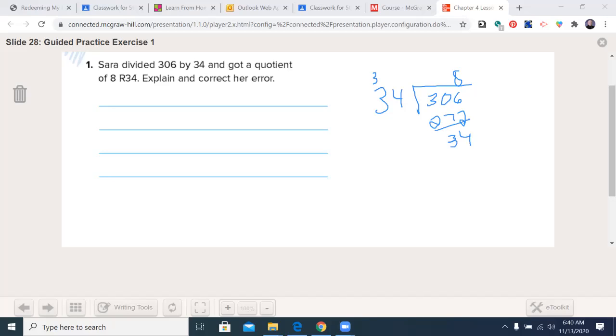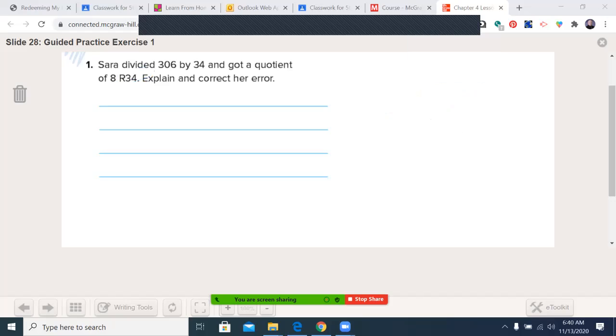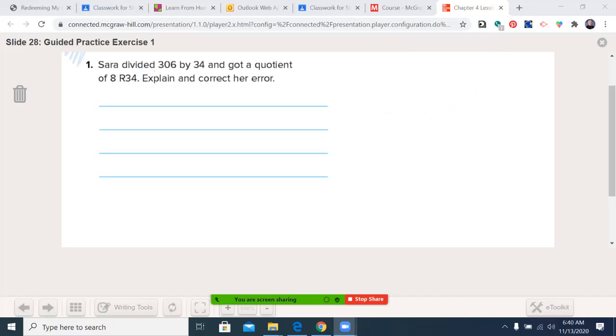Uh-oh. You can already start to see the error. Is 34 equal to 34? Yup. So instead of putting this 34 here, Sarah should have put this 9, which would end up actually being her answer. All right, let's go to the next screen.